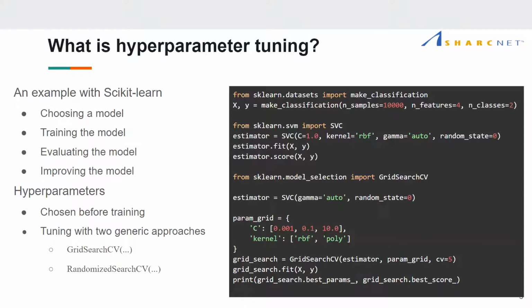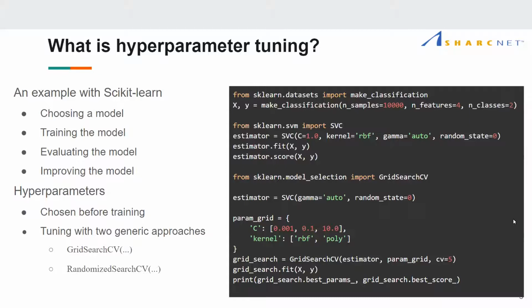So what is hyperparameter tuning? Here is a simple example using Scikit-learn. As Scikit-learn provides a consistent API for machine learning, if we skip the initial pre-processing for preparing data, the general steps are here. You choose a model, then train the model, then evaluate the model, then improve the model.